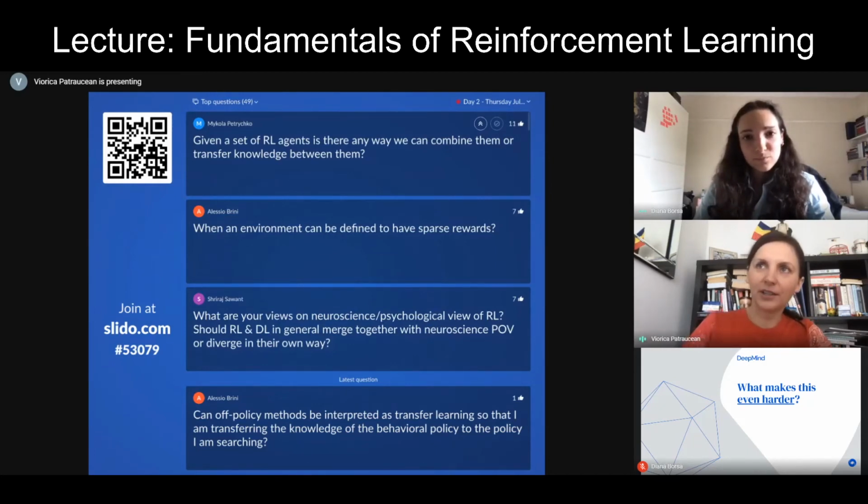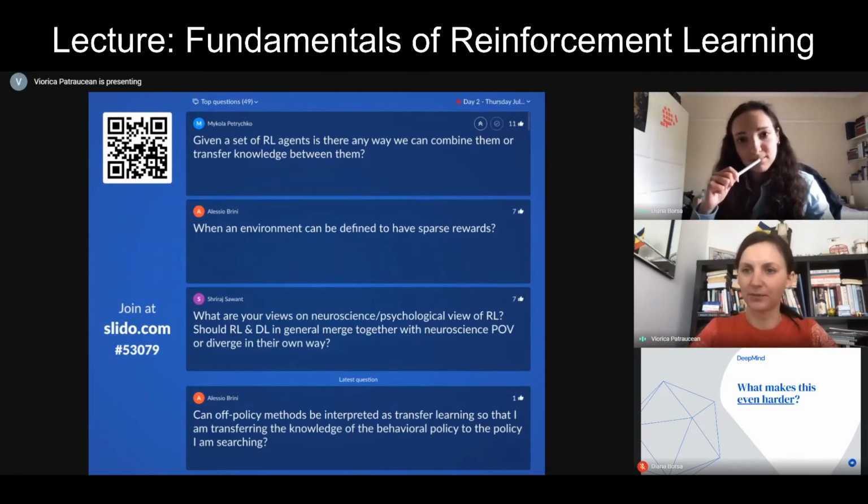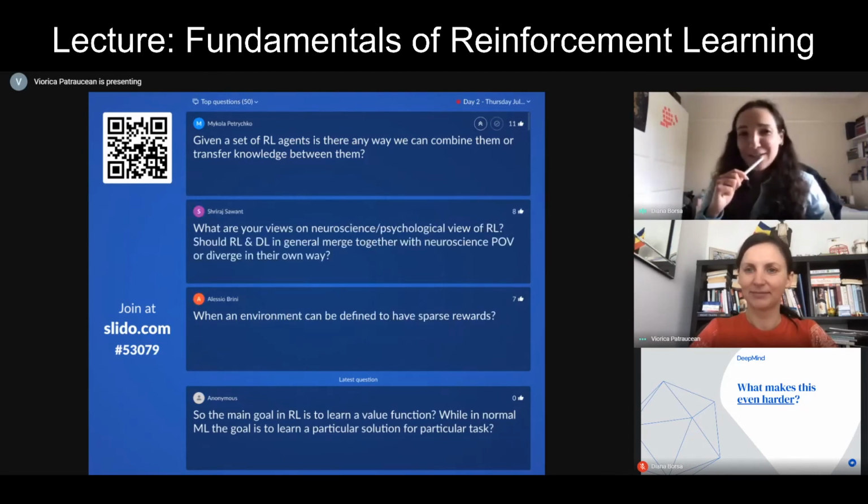Given a set of RL agents, is there any way we can combine them or transfer knowledge between them? Very good question. Yes, not necessarily very effectively. We can definitely transfer information in the value function and in evaluating their behavior. It depends how compatible the agents are, or if they share the same action space, state space, and so forth. But imitation learning and something like inverse reinforcement learning look at that problem, even if those constraints are not met, if the agents are not the same.